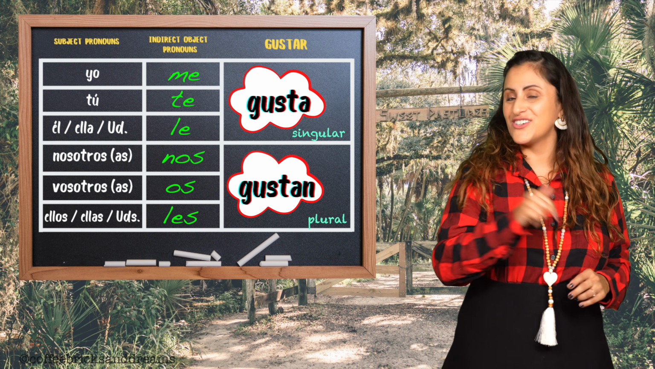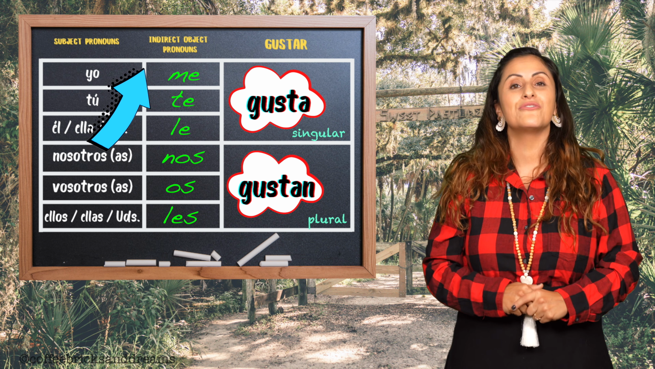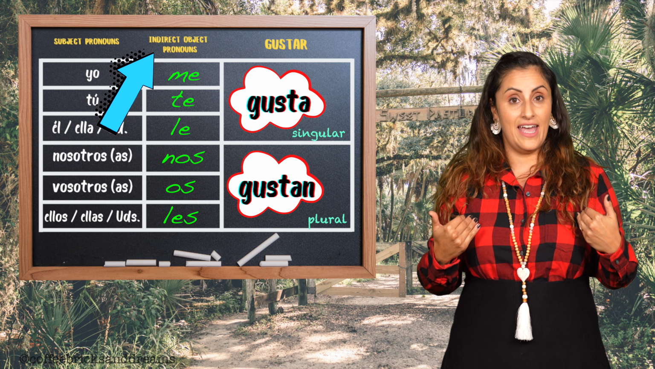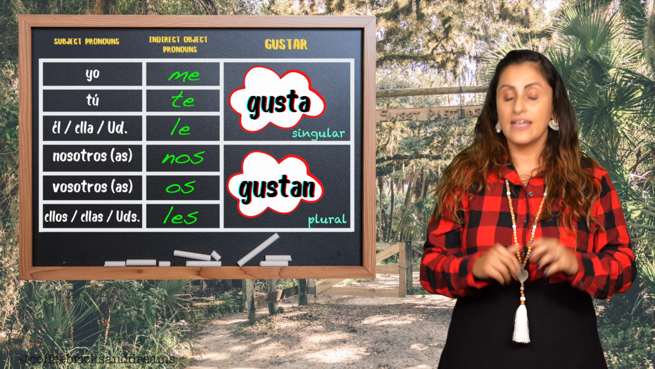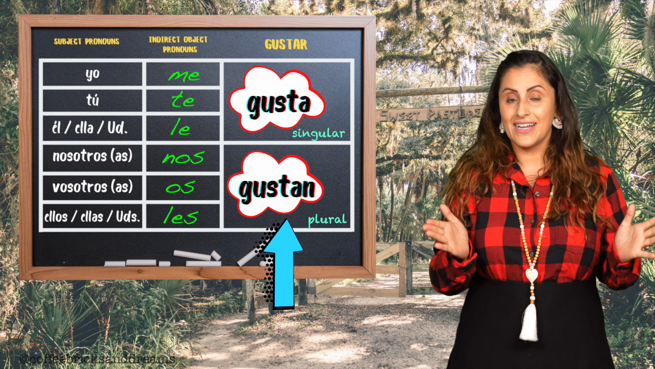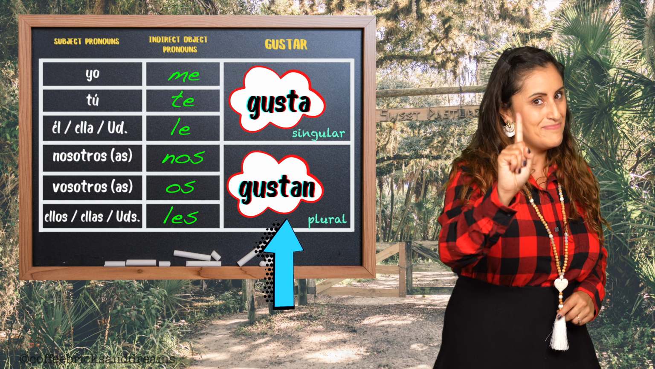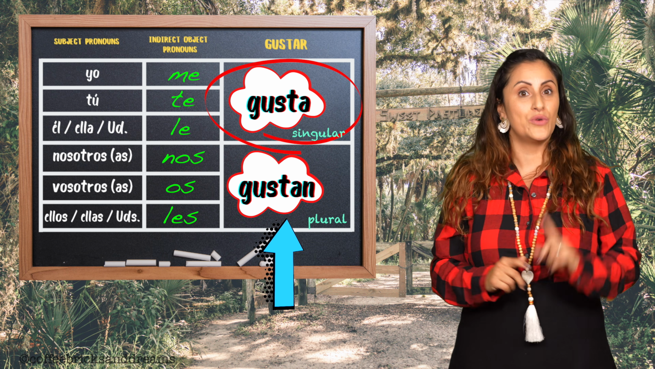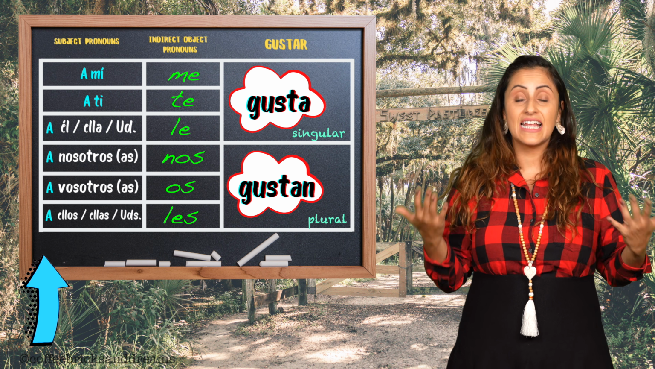So hopefully, after all of those examples, you were able to see that the indirect object pronoun depends on the person that is receiving the action, or in this case, the person that likes something. And the form of the verb gustar depends on how many items we like. Do you like one item? Then you go with gusta. Do you like multiple items? You go with gustan.